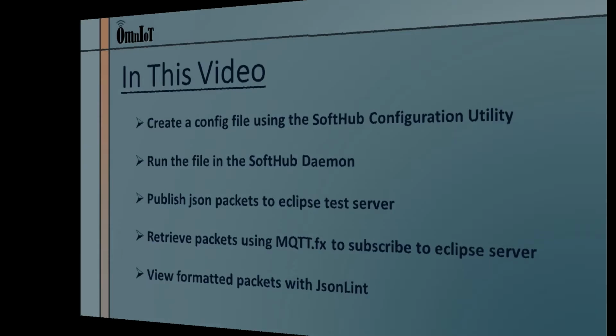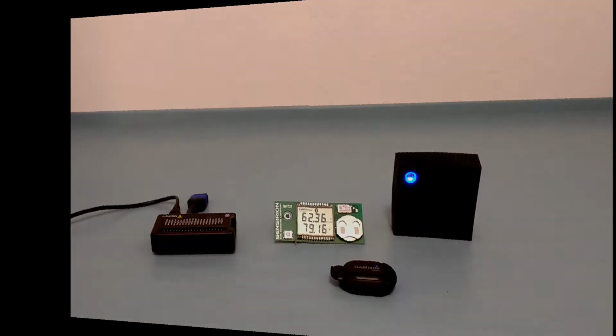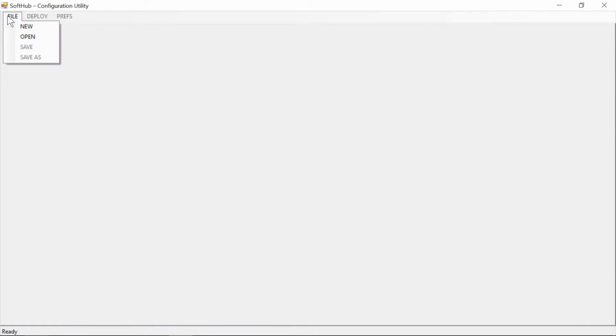utility we've used. For the demonstration, we're again running the SoftHub daemon on a Raspberry Pi Zero, and we'll connect to 3 sensors. This time we'll be connecting to a Bluetooth Sensirion SmartGadget, a Bluetooth Nordic Thingy 52, and an ANT Garmin Tempe sensor. Here we've opened the SoftHub configuration utility.